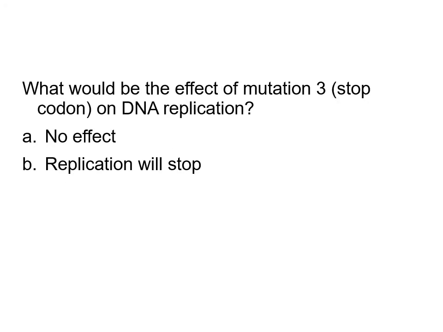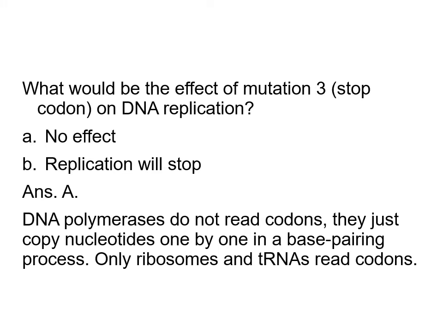Okay. So here's an interesting question. What would be the effect of mutation 3, the stop codon, on DNA replication? No effect, replication will stop. Okay, so the answer is A, there'll be no effect. Right? People get confused about this sometimes, that the stop codon refers to what happens during translation, and it does not have any effect on DNA replication. DNA polymerases don't read codons, they just copy nucleotides. So there's not going to be any effect of this on replication.